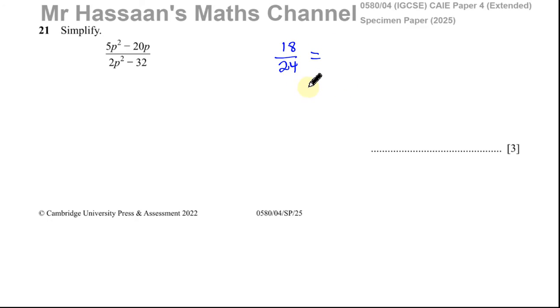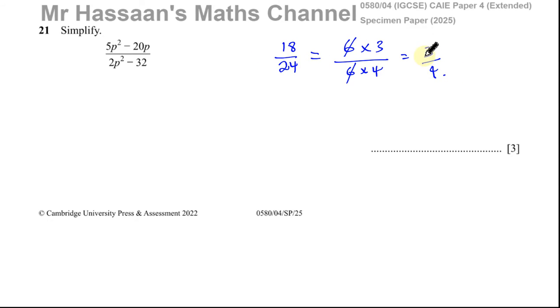So we can say 18 and 24, the highest number that fits into both of those is 6. So we express them both as 6 times something. So 18 is 6 times 3, and 24 is 6 times 4. And then the highest common factor that we found, we cancel it out, the highest common factor of both numerator and denominator. And we're left with our simplified fraction 3/4.